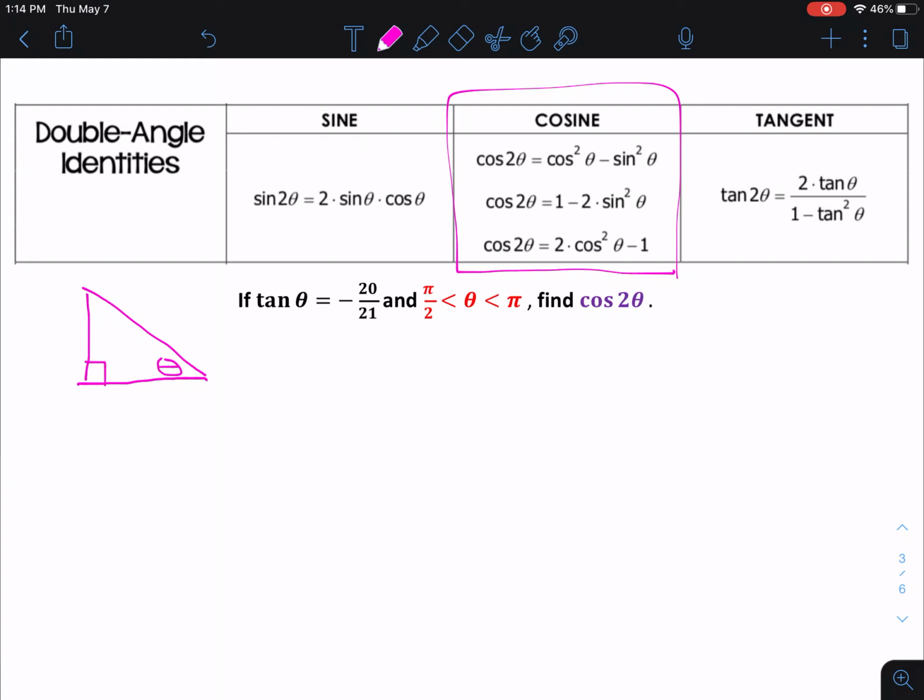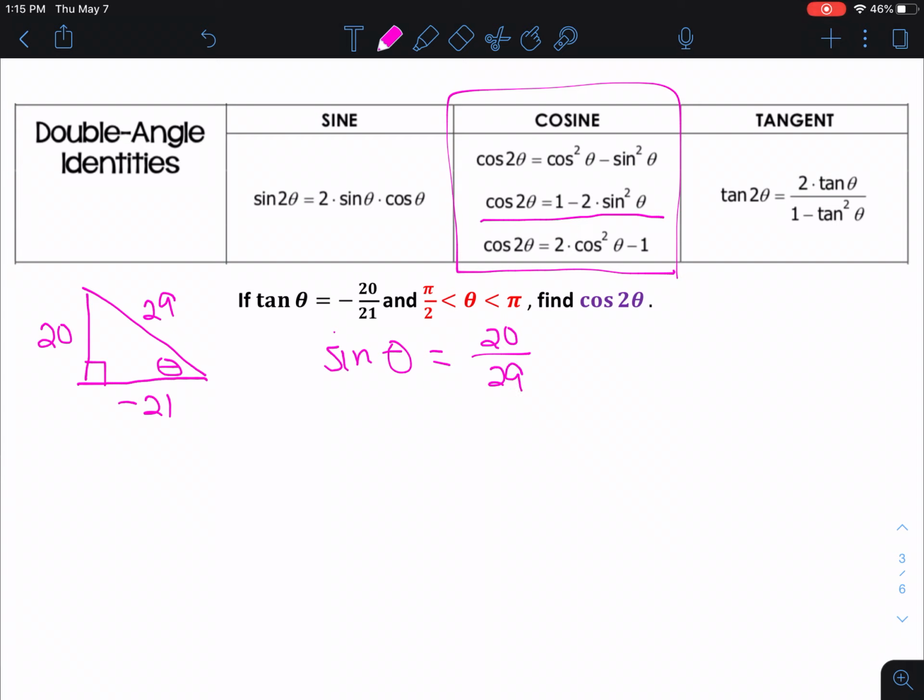Okay, so now tangent is opposite over adjacent. So opposite over adjacent, and this is the one that would be negative then. Do a little math here, Pythagorean theorem, to get your hypotenuse. You should get 29. Okay, now you can pick any of these 3 that I have boxed here for cosine, and it shouldn't really matter. You're going to get the same thing anyways. I'm going to use the middle one just because it only has sine, and then I only have one of those values to use, but it doesn't really matter. So in this case, if I'm going to use that one, I need to know what sine of theta is. Sine would be opposite over hypotenuse, so 20 over 29.